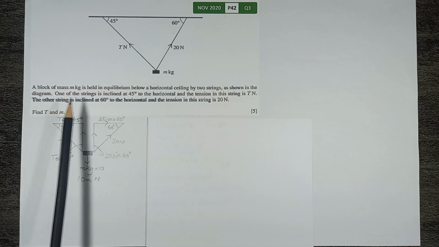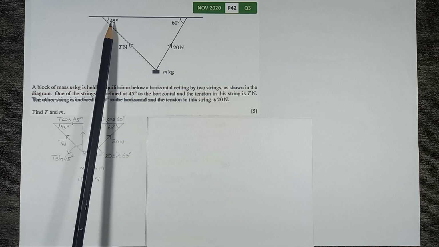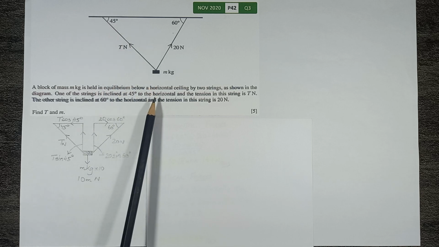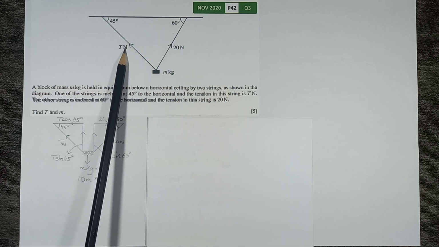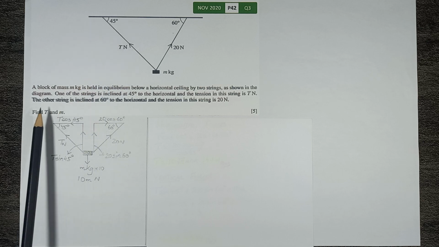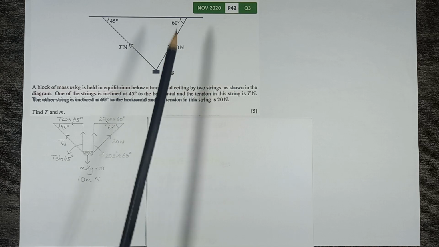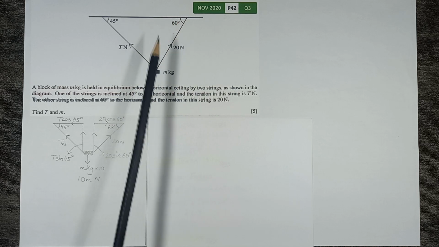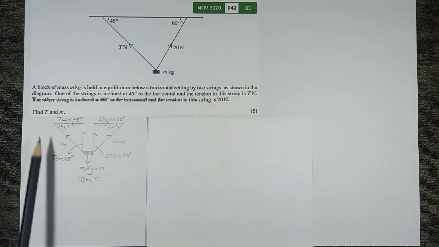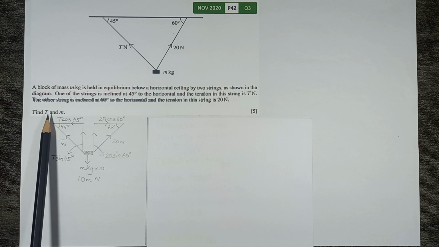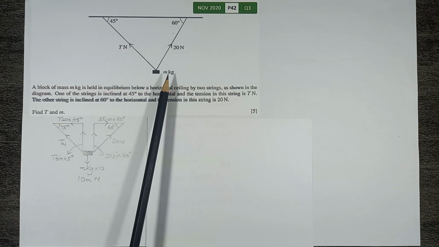As shown in the diagram, one of the strings is inclined at 45 degrees to the horizontal, and the tension in this string is T. The other string is inclined at 60 degrees to the horizontal, and the tension in this string is 20 Newton. According to the question, find the value of T and m. So basically we have to find the value of this T and this m.